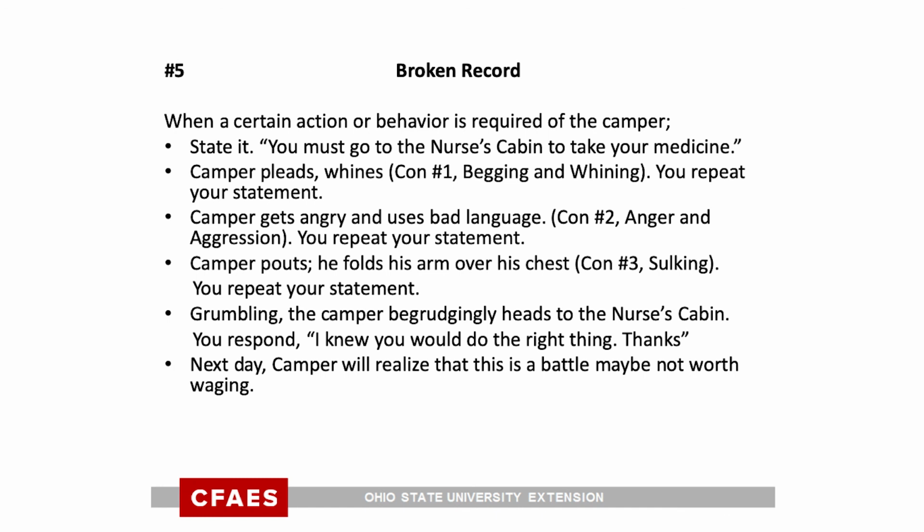Eventually, most likely, the camper's going to begrudgingly head to the nurse's cabin. And ideally, then you would respond, I knew you'd do the right thing, or a simple thank you for doing the right thing, for doing what you needed to do. Ideally, the next day, the camper will realize that maybe this battle isn't worth fighting because you're likely to employ the broken record strategy again.